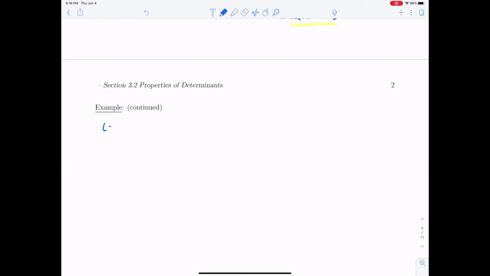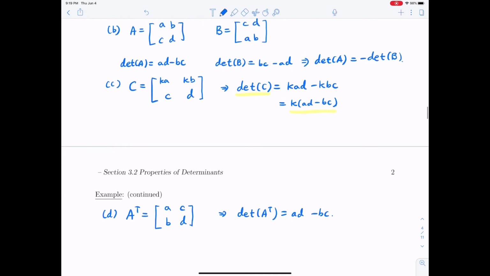And now let's consider the transpose of the matrix A. So A transpose equals [a c; b d]. Then the determinant of A transpose gives you again ad minus bc, which is the same as the determinant of A above.